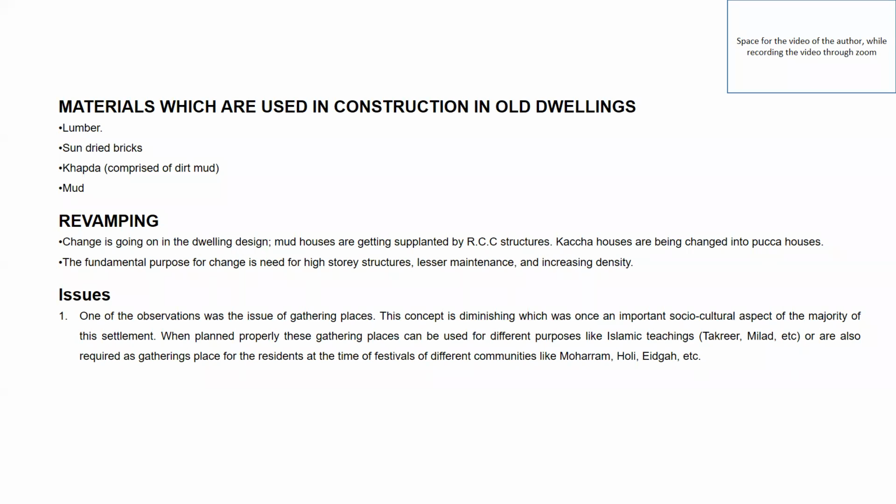If we talk about the materials which have been used in the old dwelling units, these are lumber, sun-dried bricks, khapda, which is locally called khapda, and mud. These are the materials that have been used during the old construction.